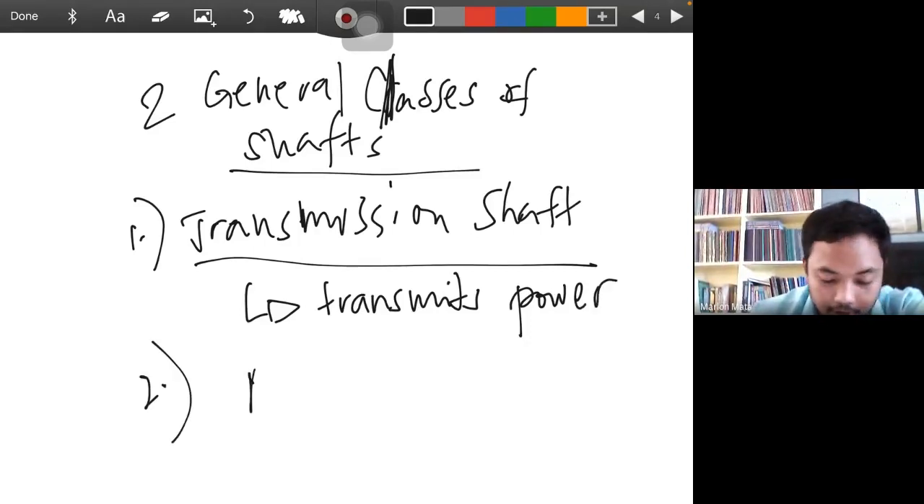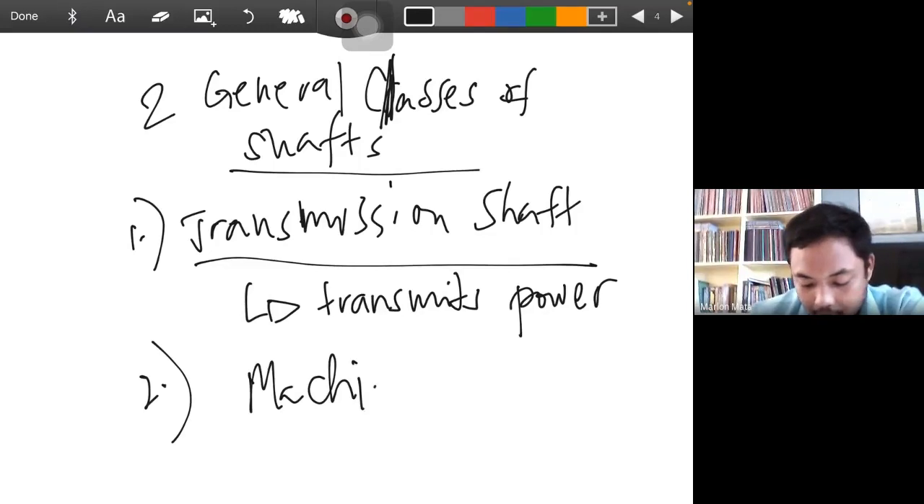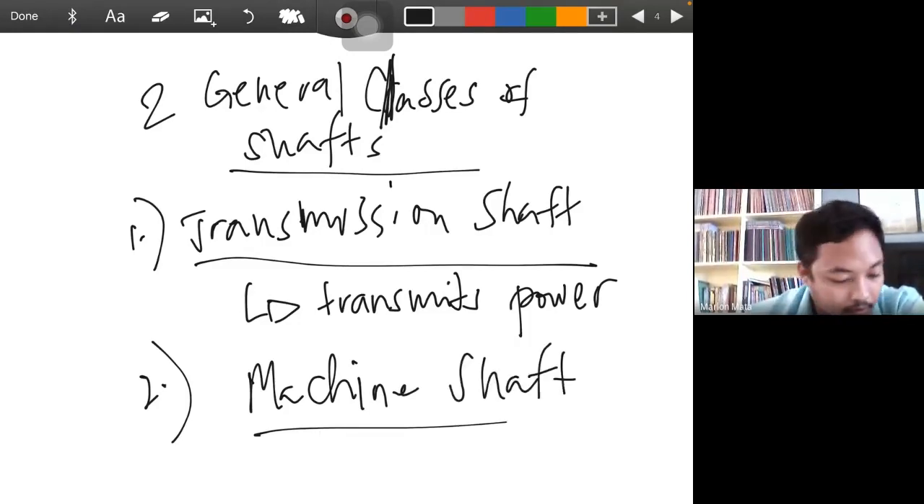Then number two is machine shaft. Machine shaft is a shaft that is part of the mechanism of something or a machine. For example, there is a conveyor. The shafts in between the rollers are an integral part of the machine. Therefore, they are machine shafts. Part of the machine.